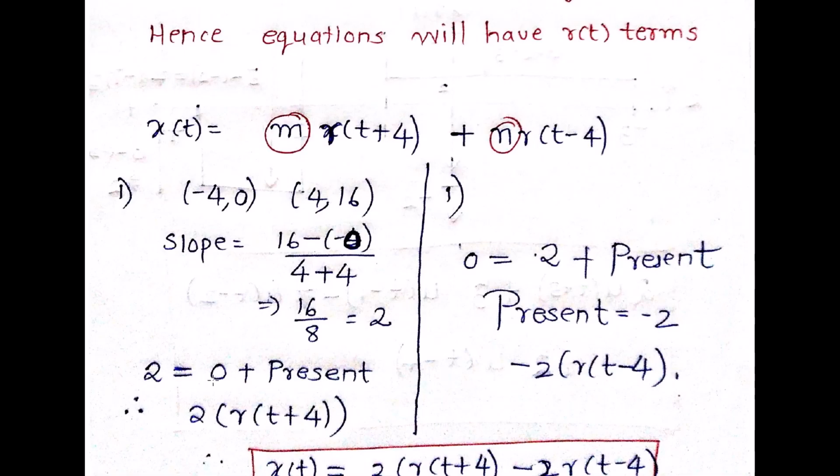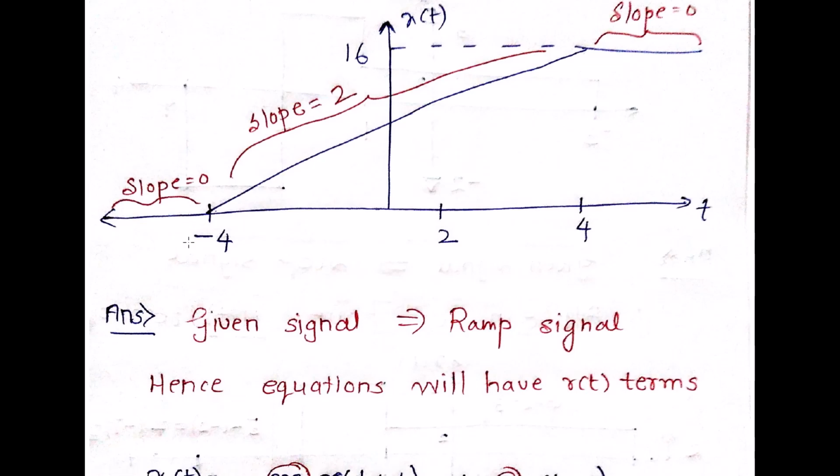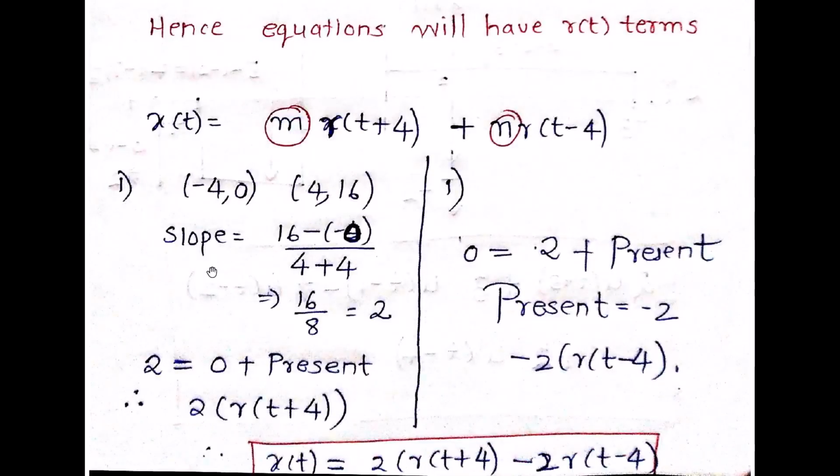Previous, the 0 stands for the previous slope. So the previous slope is 0. There is no change in slope here, plus the present. So present is equal to 2. Therefore you have 2 into r of t plus 4. I hope I am very clear with this.